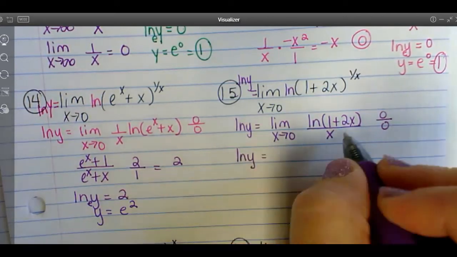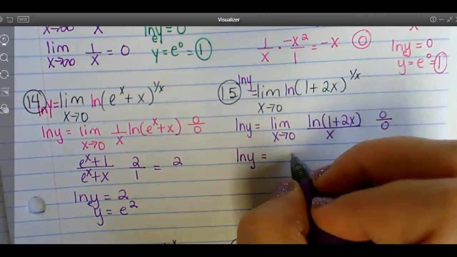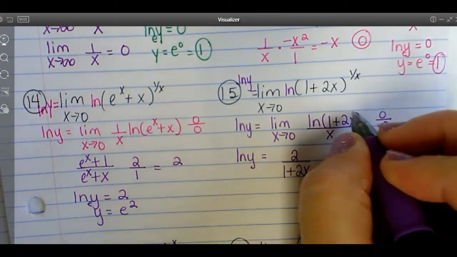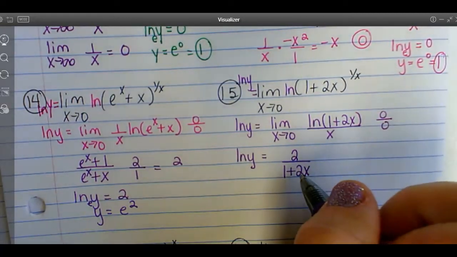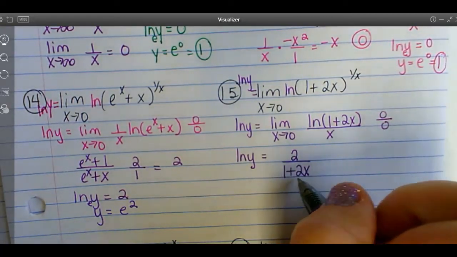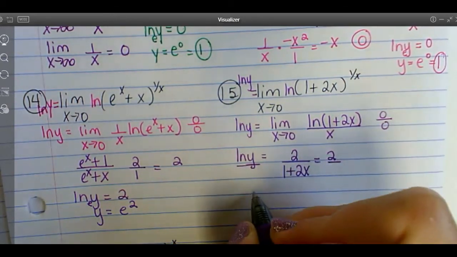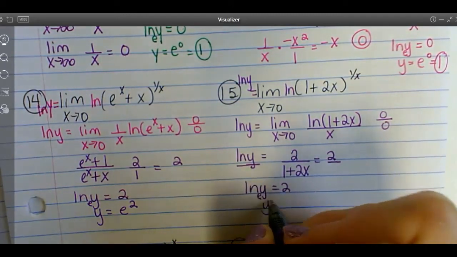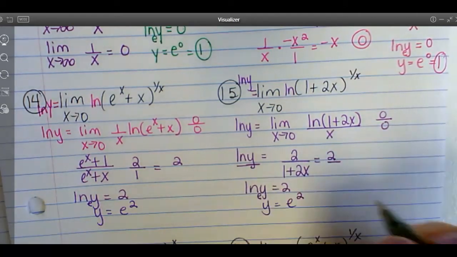So we're going to take some derivatives. The derivative of ln of that would be 2 over 1 plus 2x, because it's 1 over that times the derivative of that, over 1. And plugging in 0, again we get a 2 here. And so ln of y equals 2. Rewrite in exponential form, e to the second equals y. And that's my answer.